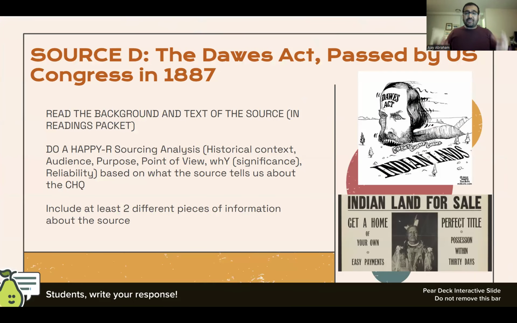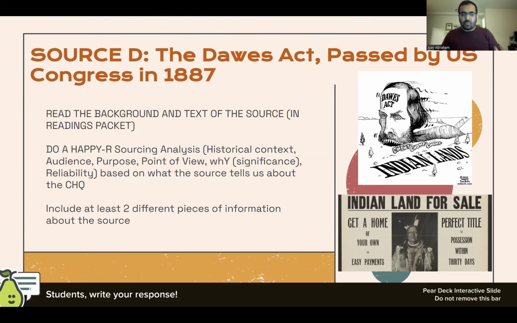Now, the Dawes Act in 1887 was done by people who thought they were doing the right thing. And what it ultimately does is actually terrible for Native Americans. And so we need to get into that.